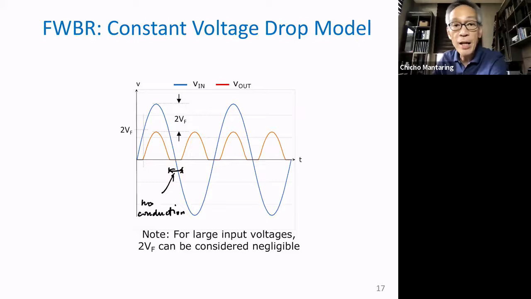So you can see the disadvantage of the full wave bridge. Medyo malaki yung difference between the input and the output. It's twice what it would have been if it were a 2-diode full wave rectifier. But the big advantage is you only need one supply.